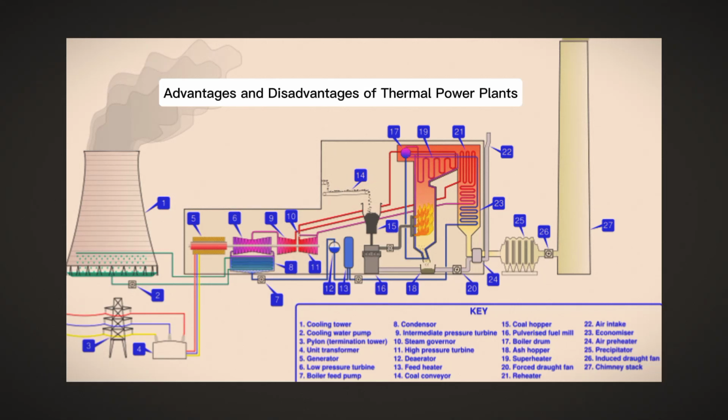Advantages and disadvantages of thermal power plants. Advantages. 1. Reliability. Thermal power plants can operate continuously, providing a reliable source of electricity. 2. Scalability. Thermal power plants can be built in a variety of sizes, making them suitable for both small and large-scale power generation. 3. Low capital costs. The initial investment required to build a thermal power plant is relatively low compared to other forms of power generation.